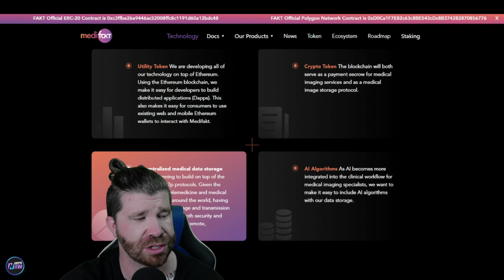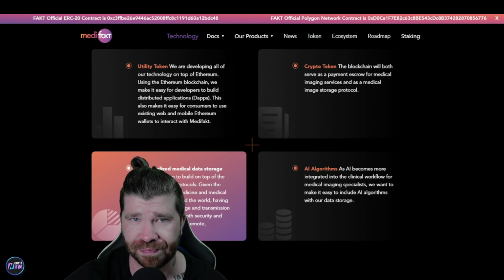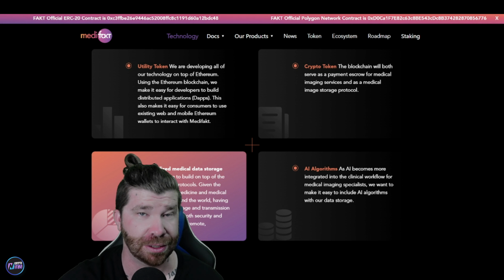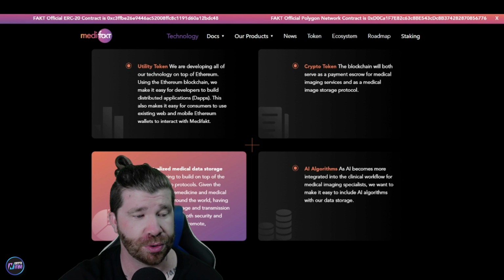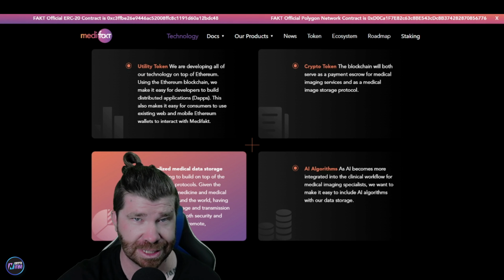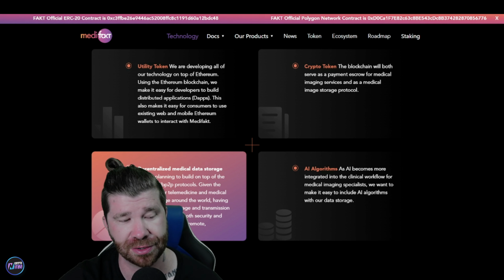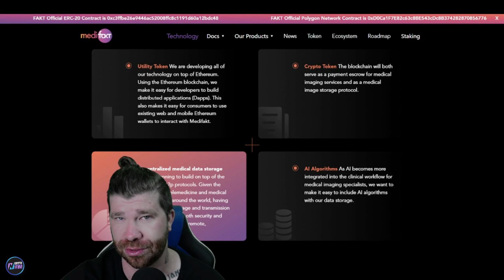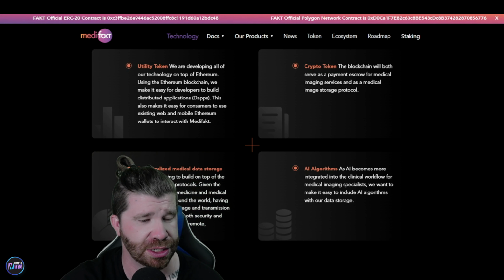Then we even have a decentralized medical data storage. So they are planning to build on top of the IPFS and LIBP2P protocols, given the use of medicine, let's say for telemedicine, and medical image storage around the world. I mean, this is good, right? So it's good that they're having a decentralized storage.